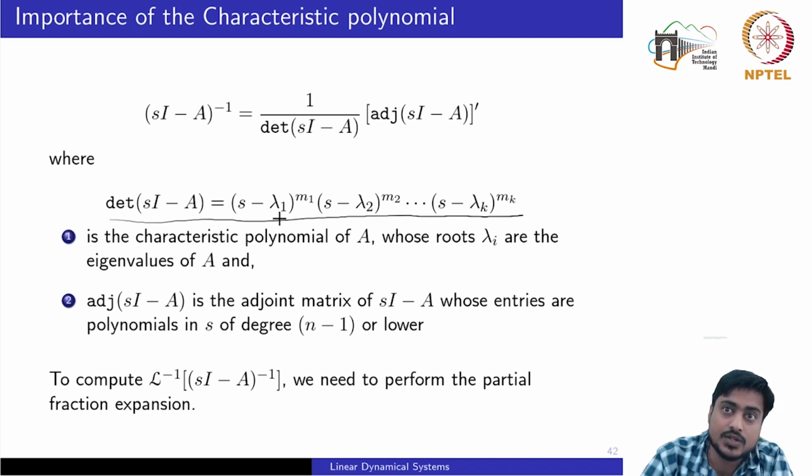Here we are taking the first order polynomials, which could have multiplicity greater than or equal to 1. So here we are taking m1, m2 up to mk. This denotes the characteristic polynomial of A, and if I put it equal to 0, all these roots, lambda 1 up to lambda k, or the lambda i, define the eigenvalues of A.